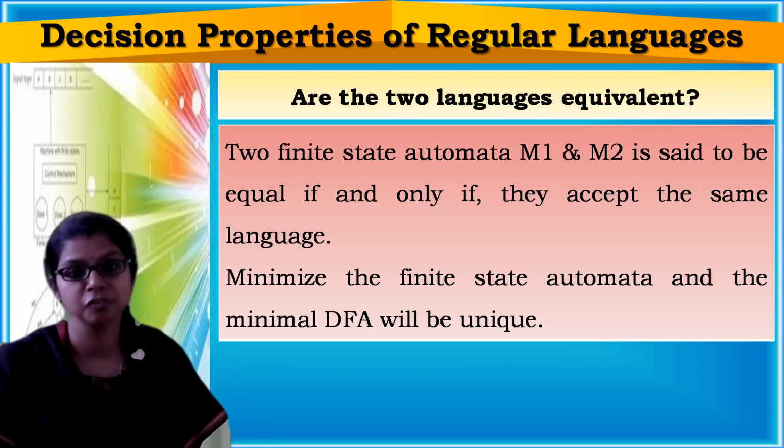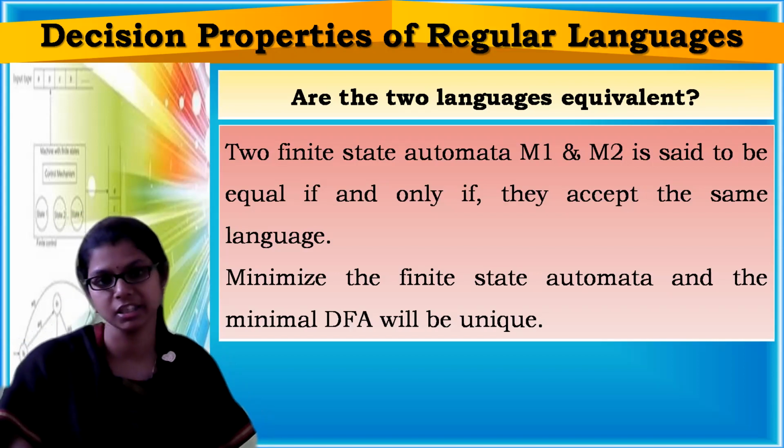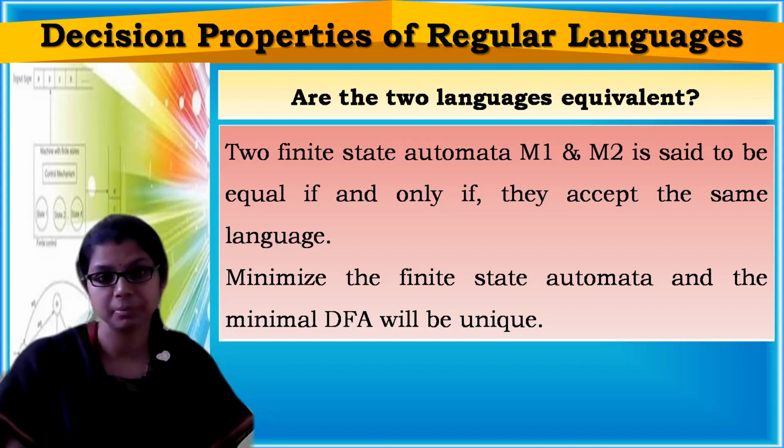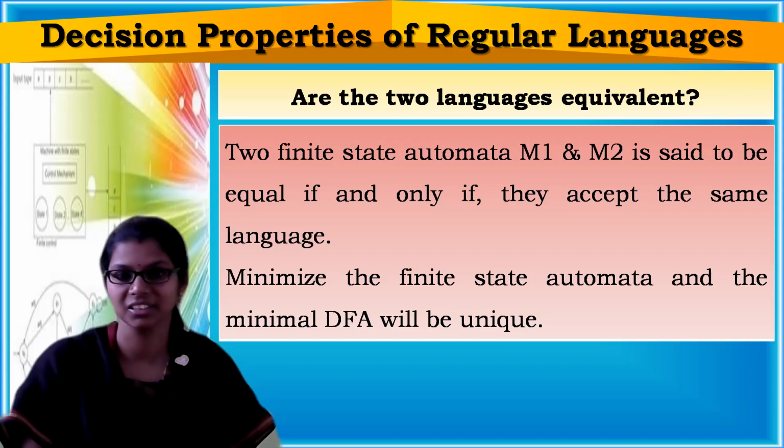These are the four properties, four questions that need to be answered irrespective of the representation. Once again, these are the decision properties of regular languages.